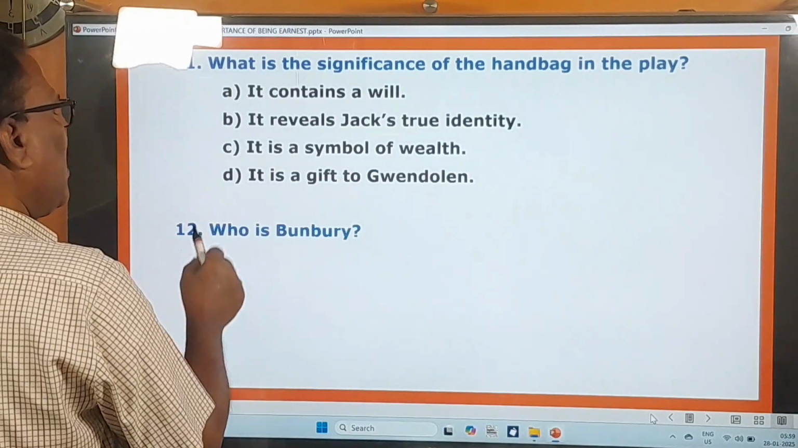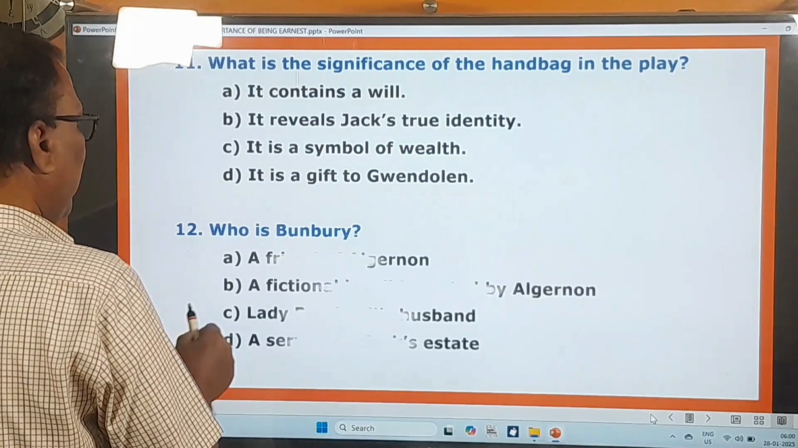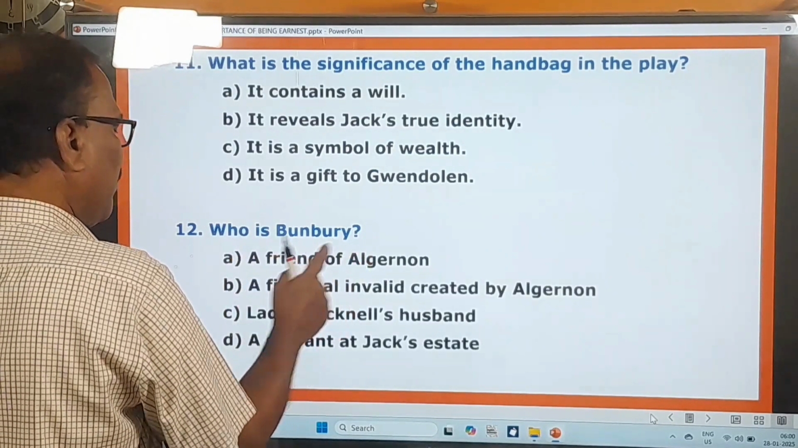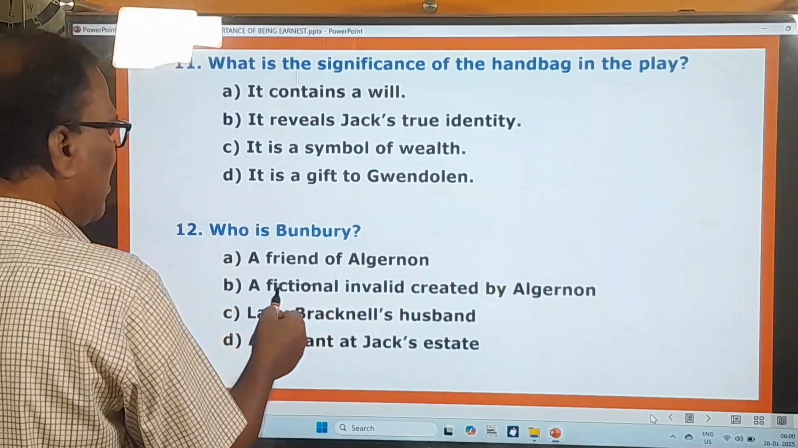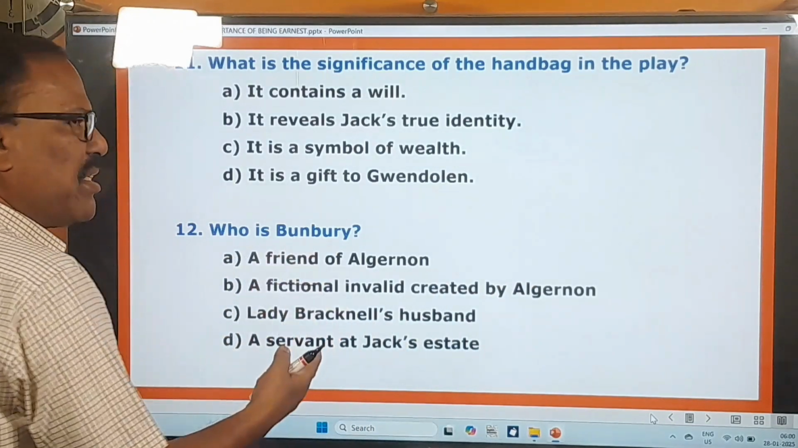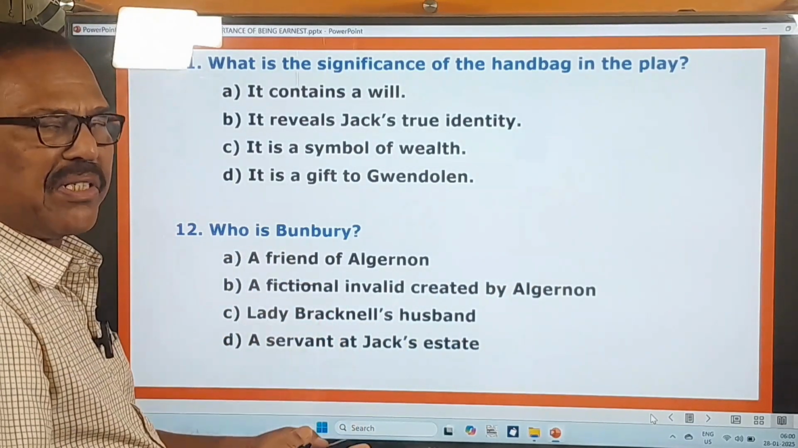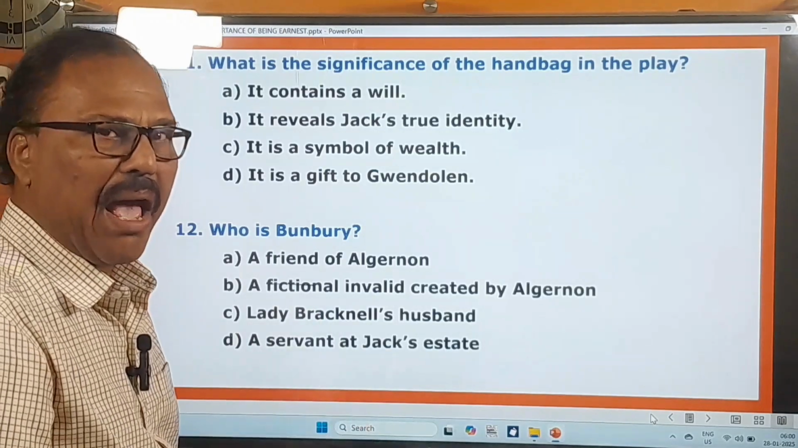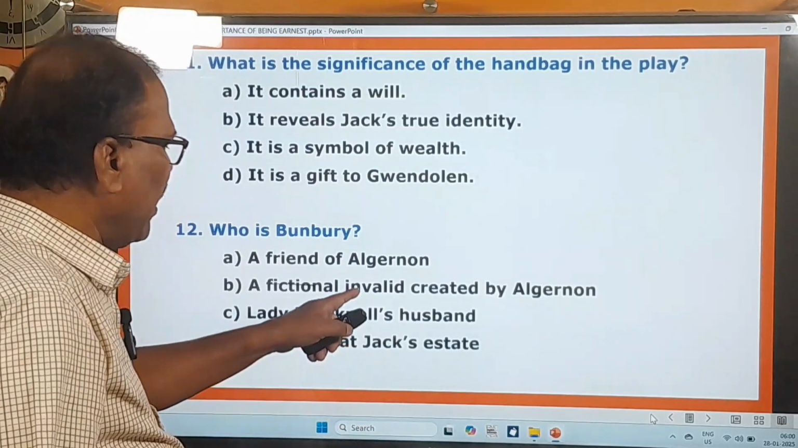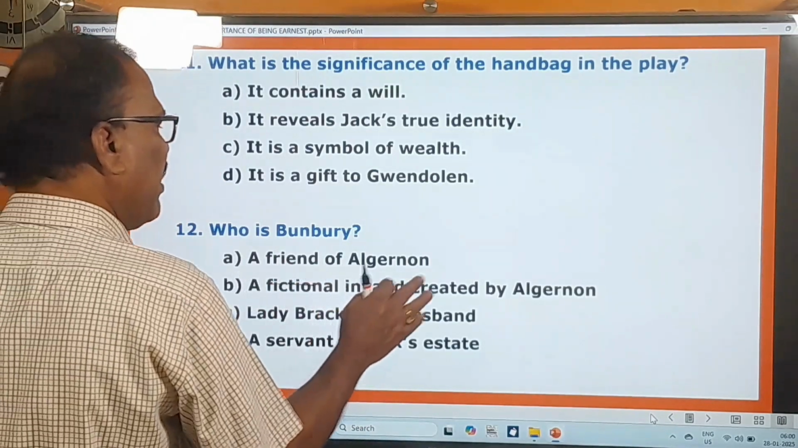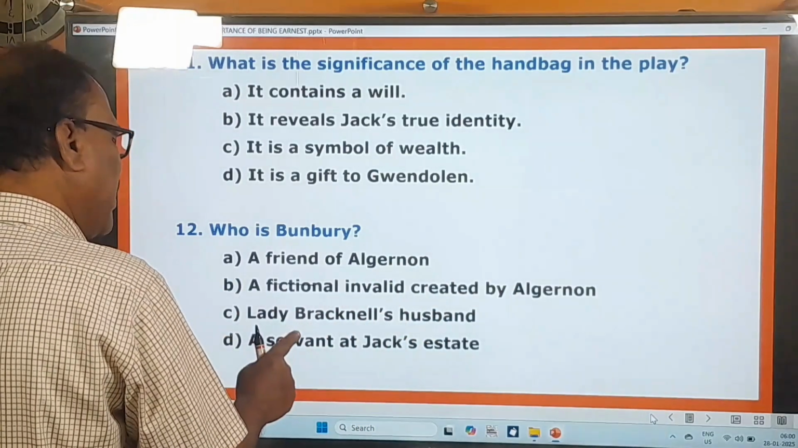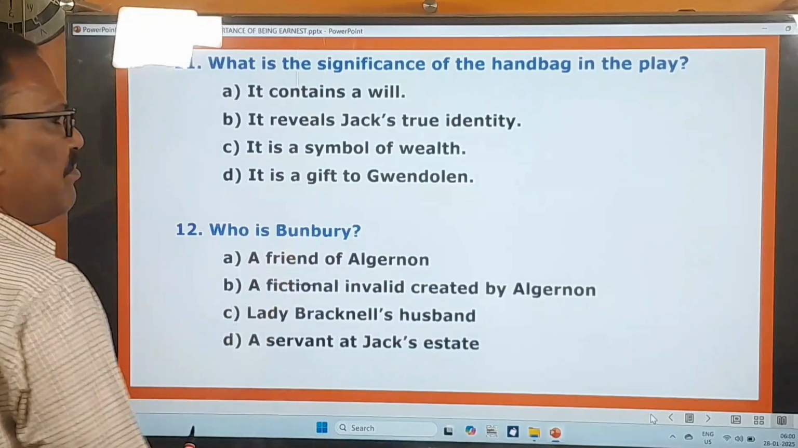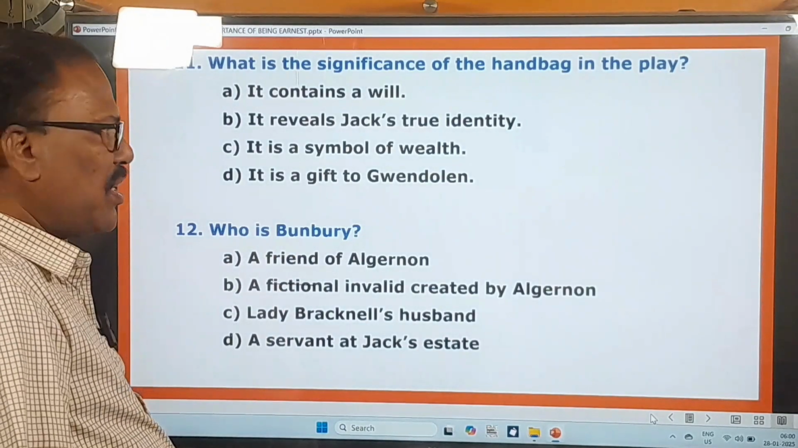12th question. Who is Bunbury? A friend of Algernon, a fictional invalid created by Algernon. Fictional means unreal. Invalid means a weak person, a physically handicapped person is called invalid. A fictional invalid created by Algernon, Lady Bracknell's husband, a servant at Jock's estate. Okay, you move on to other questions.